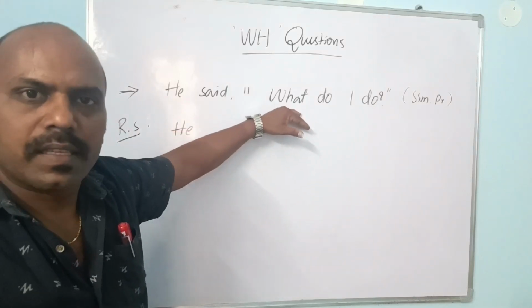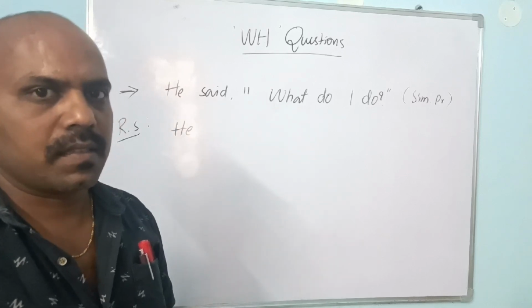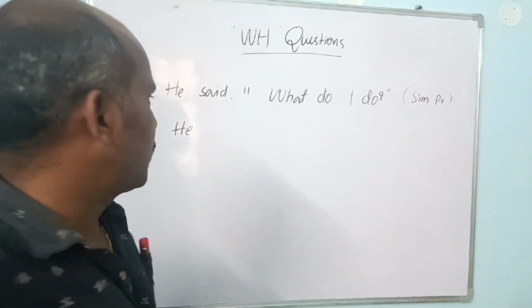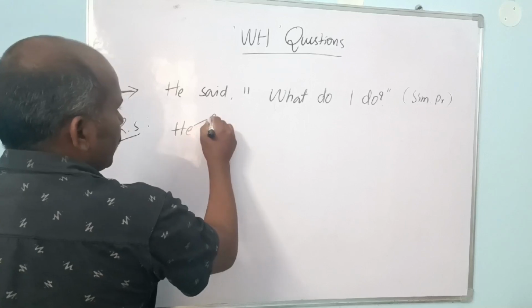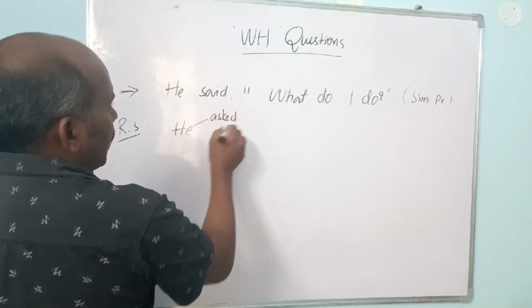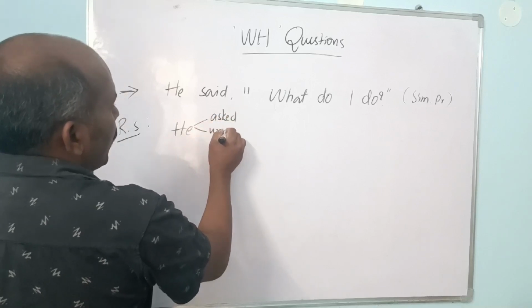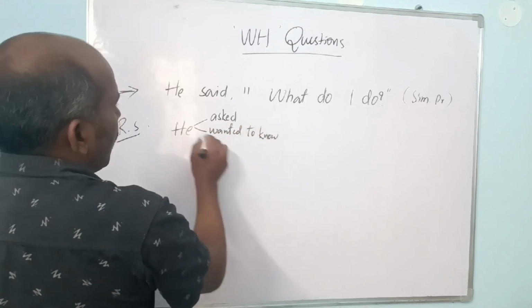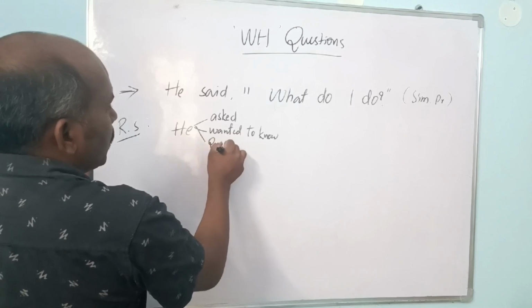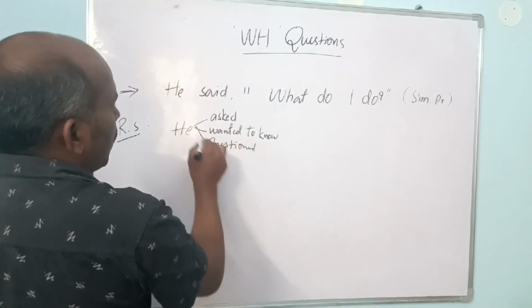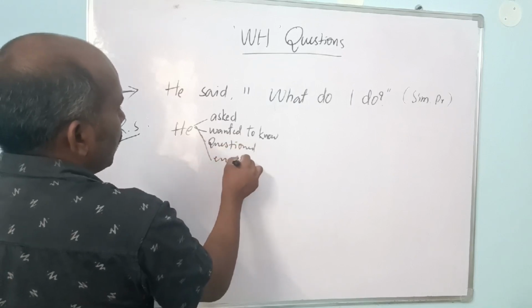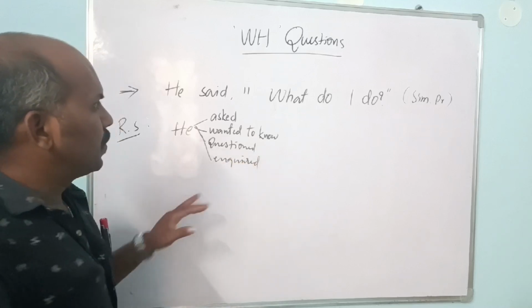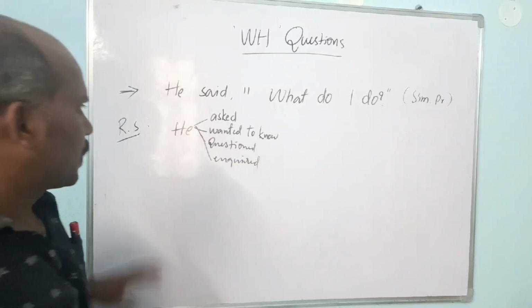Also, in the previous video we learnt that in reported speech, questions are not said, questions are asked. You have to use any one of these: asked, wanted to know, questioned, inquired. So these are four options to replace said. So, he asked.